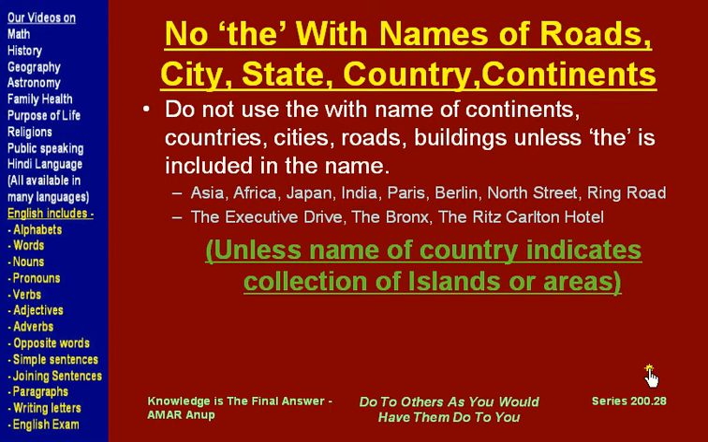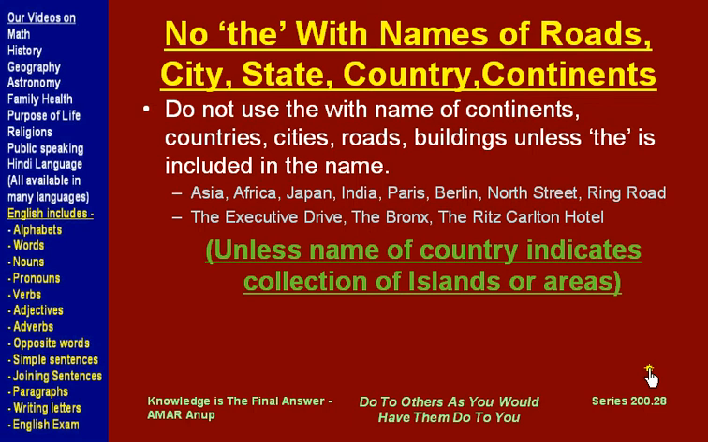So there is no "the" in Asia, Africa, Japan, India. Asia and Africa are continents, Japan and India are countries. There is no "the" with Paris or Berlin, which are cities, or any city. There is no "the" with the name of the city. There is no "the" with the name of the street like North Street or Ring Road.